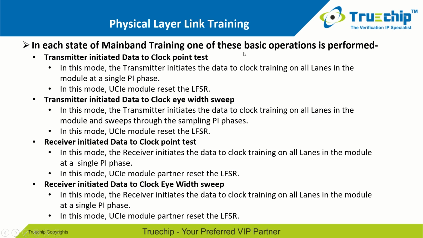Now let's have a look at each state of mainband training. One of these basic operations is performed. The first one is transmitter initiated data to clock point test. Another one is transmitter initiated data to clock eye width sweep. The next one is receiver initiated data to clock point test. And the last one is receiver initiated data to clock eye width sweep.